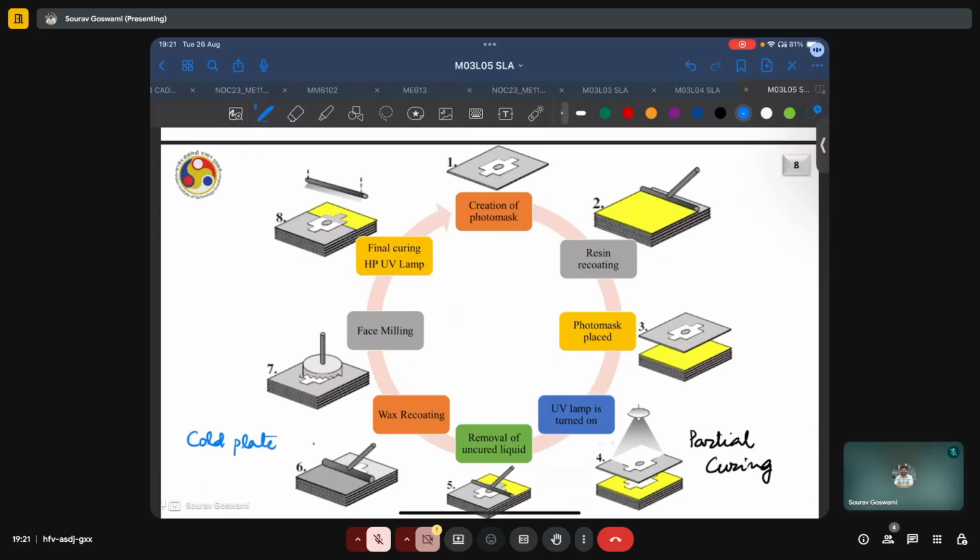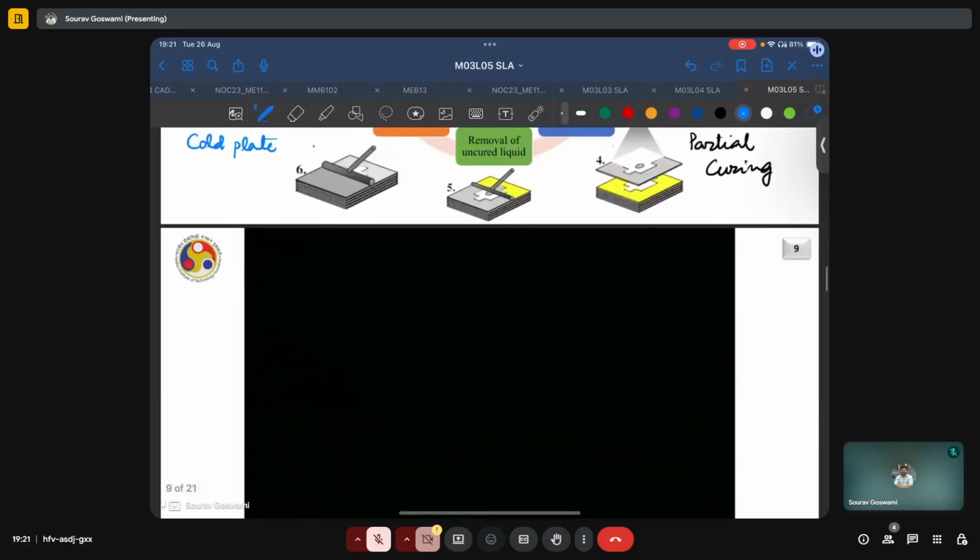Once the wax has sufficiently frozen, it is face milled to ensure good tolerance in the Z direction. And once this face milling operation is completed, the final curing using a high power UV lamp is performed. And thus, in these 8 steps, we complete printing of a single layer, and then the process can be further repeated.